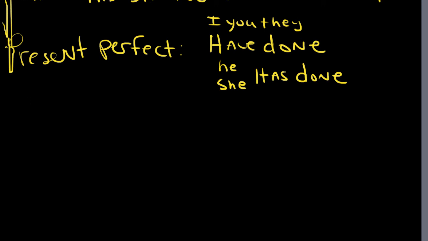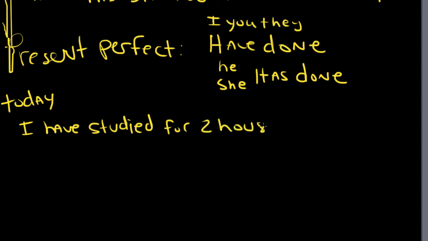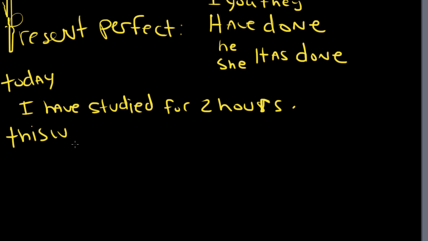We use the present perfect for a period of time that continues until now. For example, today I have studied for 2 hours. Today isn't over yet. That was in the morning when I studied. So it's an action that is related to a time period that continues until now. We can use the present perfect with the words today, this week, or since, and then a date, 2012, for example.